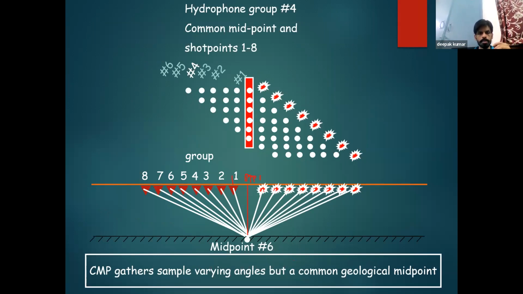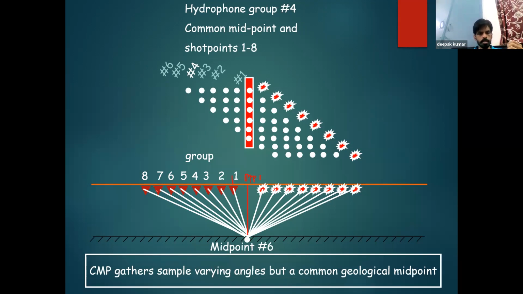So what happened? The survey is not generally done in this fashion. Why? Because now for each shot point, I'll have to have only one geophone. But this will be very costly. So it's a very generalized form of depiction of a common midpoint survey.